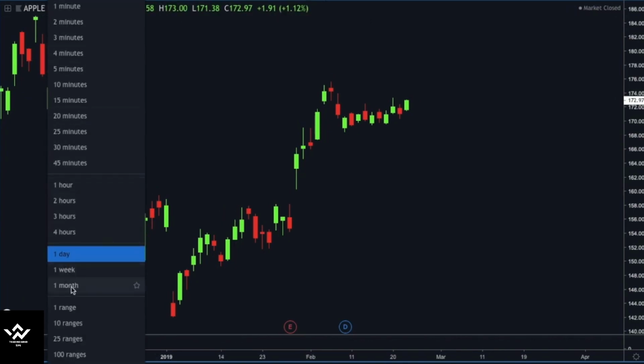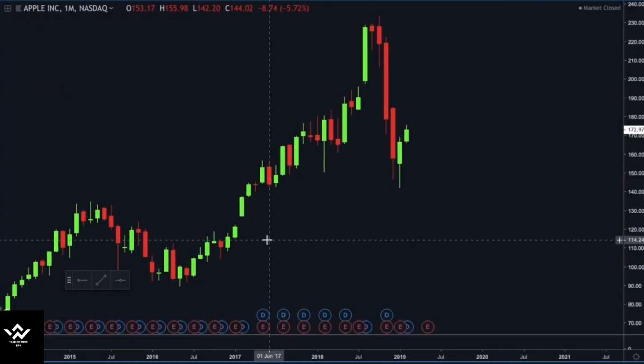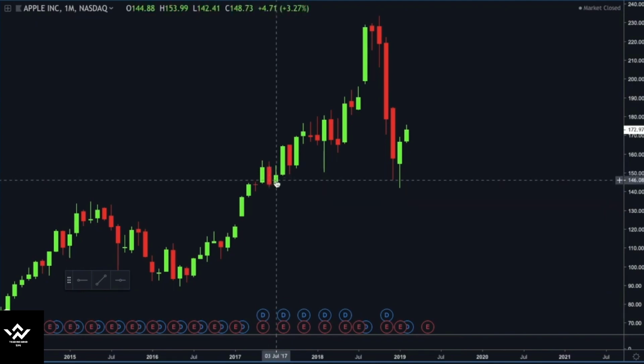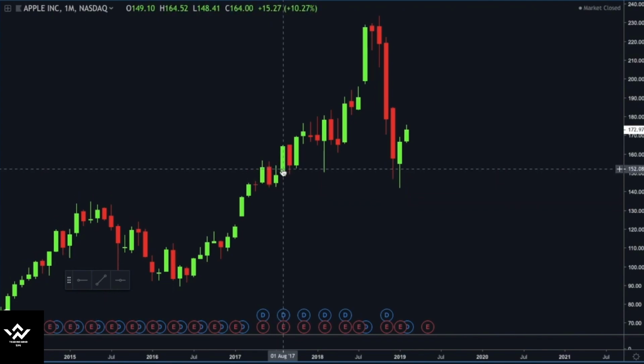I come over here, click 1 month. Now each one of these candlesticks represents 1 month worth of price action. So let's take this red candle right here. This month is June 2017. If I go over one candle, now it's July 2017. I go over another candle, now it's August 2017.